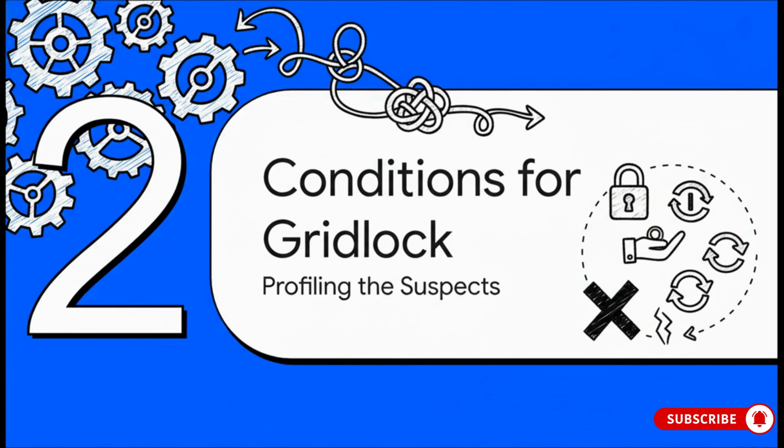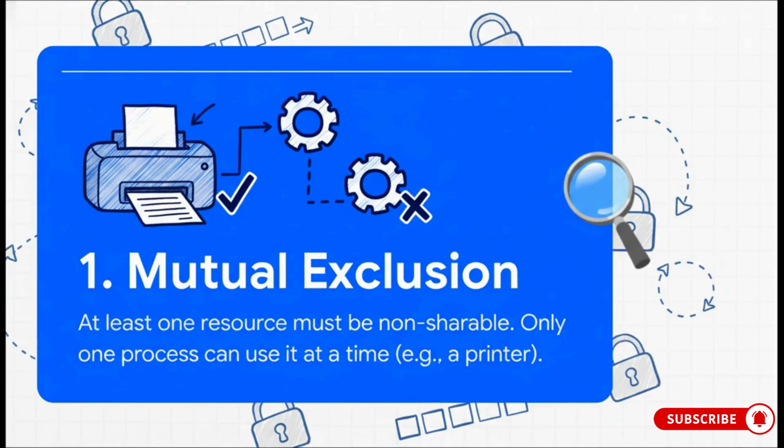So let's break down these 4 culprits. First up, we have mutual exclusion. This is just a fancy term for the simple fact that some resources, by their very nature, can't be used by more than one process at the same time. A printer is the classic example, right? You can't have 2 different documents printing on the same sheet of paper simultaneously. The output would be garbage. So the operating system has to enforce this rule. Only one process gets access at a time. The resource is mutually exclusive.